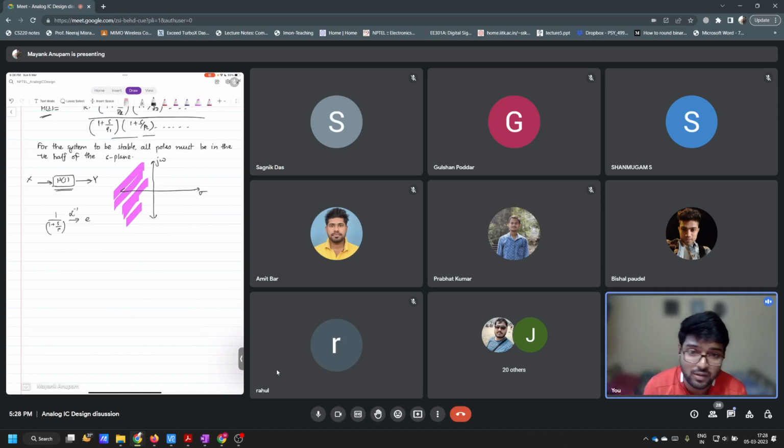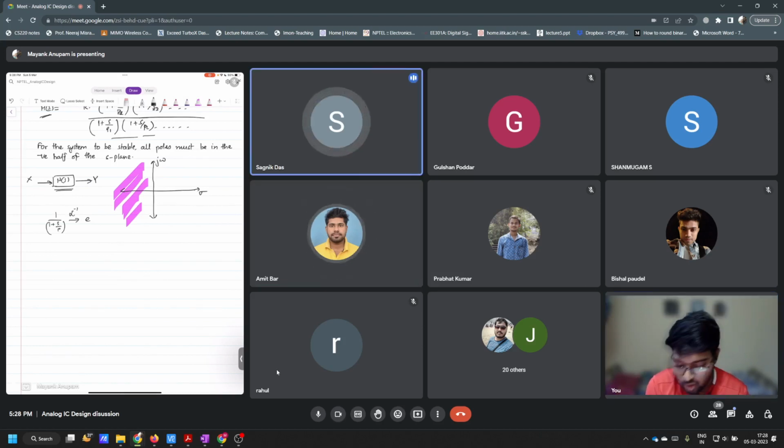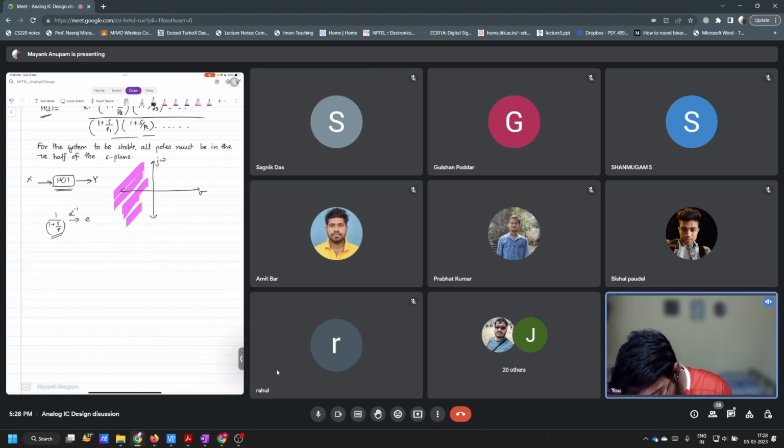Do you know about inverse Laplace? Laplace transforms, inverse Laplace transforms? Yes, sir. So only the denominators are present in the exponential, isn't it? There is nothing to do with the numerator. So the numerator will not be present here. Only the denominators are present here.